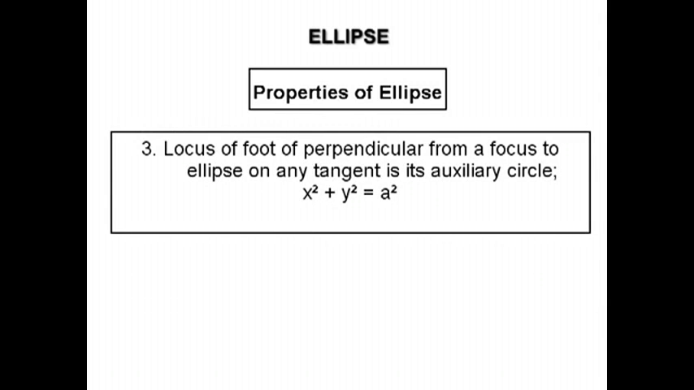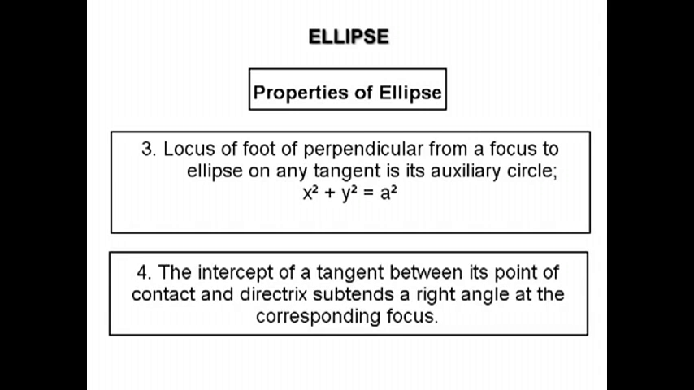Number 3. The locus of foot of perpendicular from a focus to the ellipse on any tangent is its auxiliary circle x square plus y square equal to a square. Number 4. The intercept of a tangent between its point of contact and directrix subtends a right angle at the corresponding focus.